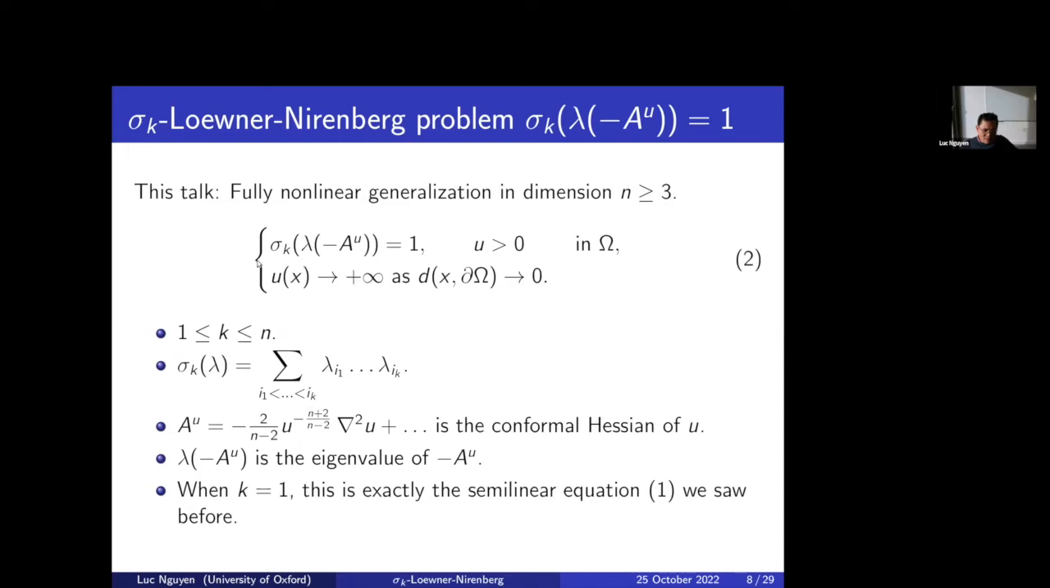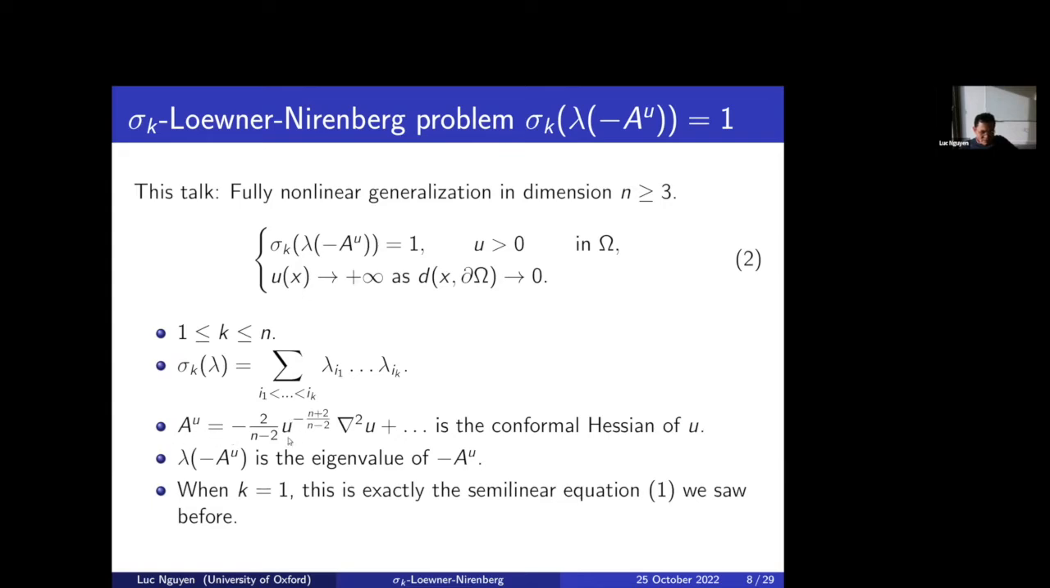So first, let's just explain the notation. k would be an integer between 1 and n, and sigma k is the kth elementary symmetric function. If you give me a vector lambda in R^n, then I compute this sum over here, and I call that the sigma k function of lambda. This matrix A superscript u is called the conformal Hessian of u. The precise expression of this matrix I will show on the next slide, but for the talk, the particular form is not so important.